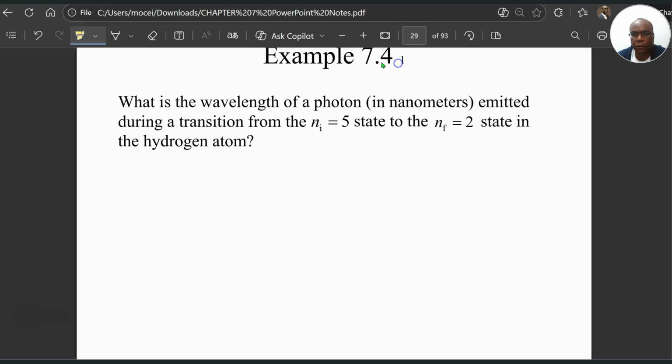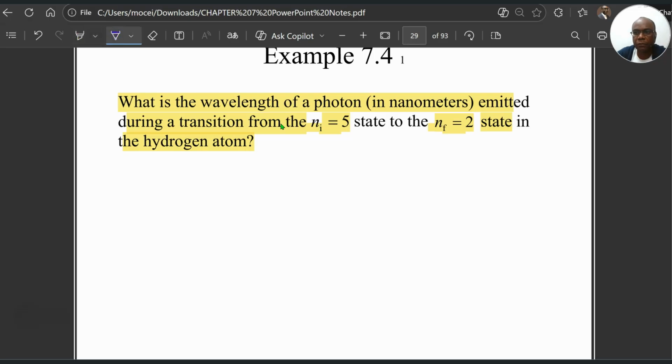Example 7.4. What is the wavelength of a photon of light in nanometers emitted during a transition from energy level n equals 5 state to the energy level n equals 2 state in the hydrogen atom?